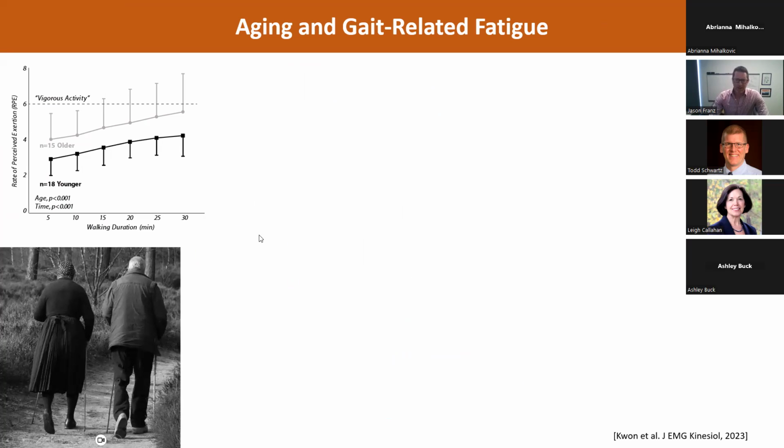And this is just their rate of perceived exertion. We have 18 younger adults in black, 15 older adults in gray. You see over the course of time, the perceived exertion increases. But what I really want you to see is that just by walking for 30 minutes, relatively healthy older adults are already approaching this threshold for vigorous activity, just walking at their usual speed. What do we do with that?